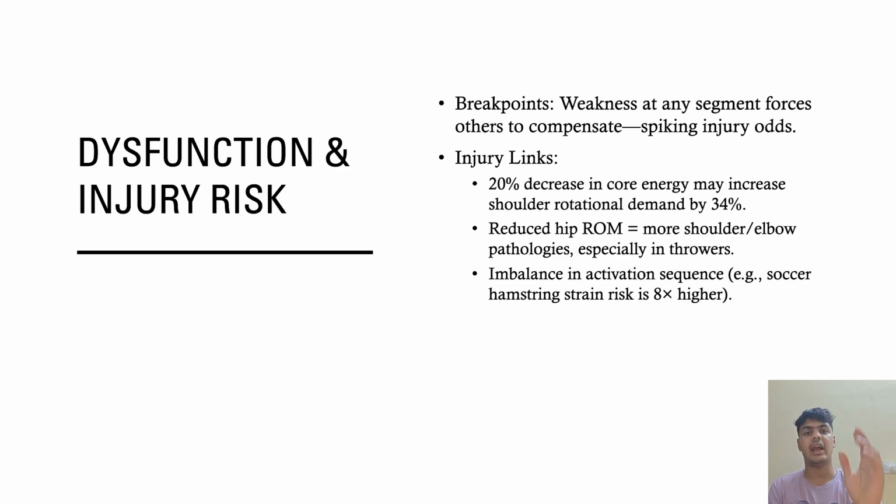In any action which includes upper flexion movement or upper hand movements, if the core energy is reduced, the amount of energy transmitted from the lower body and the core to the upper body is reduced. Shoulder rotational demands increase by 34%. Generally when we throw, we externally rotate, then comes an internal rotation to produce force anteriorly.